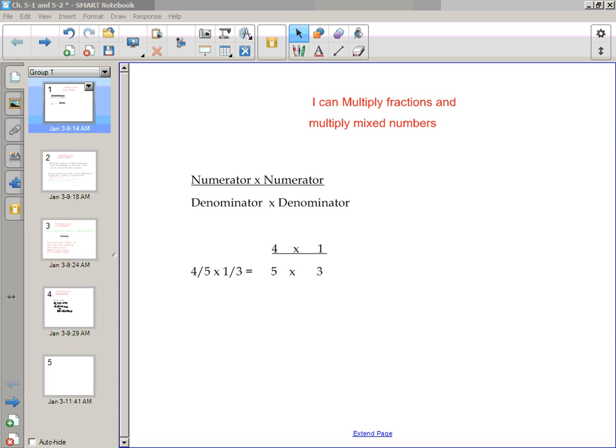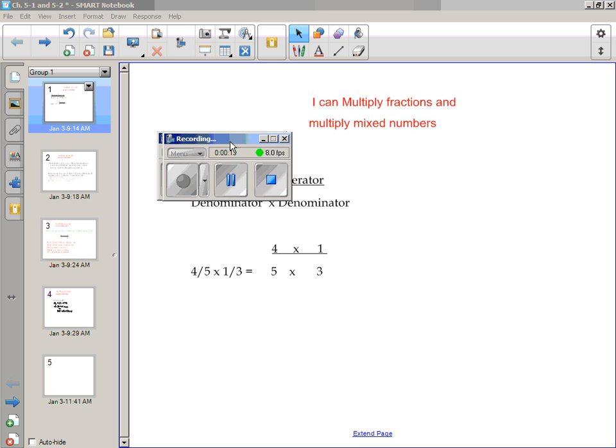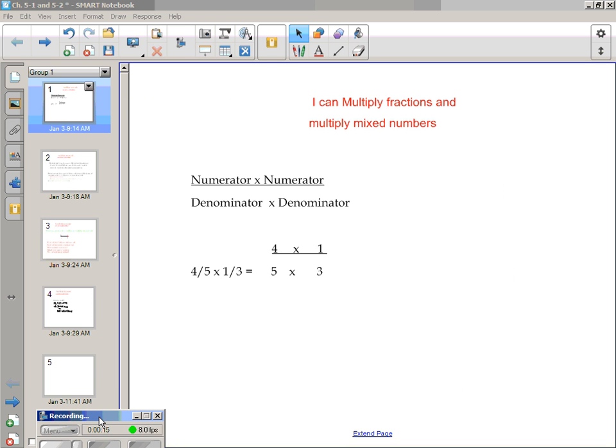Our job today is to be able to multiply fractions and multiply mixed numbers, and a few rules that you need to know. Now, for some of you, if you don't know numerator's the top number, denominator's the bottom number, if you don't have that down, you might need to write it down. I'm going to refer to the numerator as being the top and denominator as being the bottom.